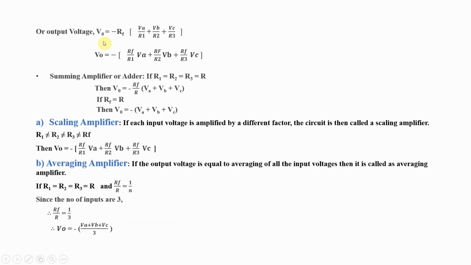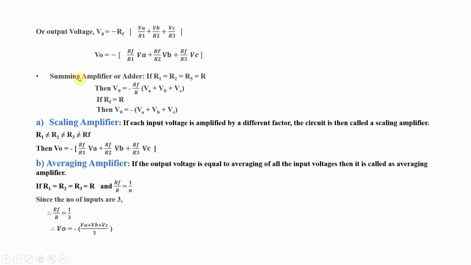Therefore, V0 is equal to minus RF in bracket VA divided by R1 plus VB divided by R2 plus VC divided by R3. Therefore, V0 is equal to minus RF by R1 VA plus RF by R2 VB plus RF by R3 VC. This is the equation for the summing amplifier. This is the required expression for the summing amplifier.